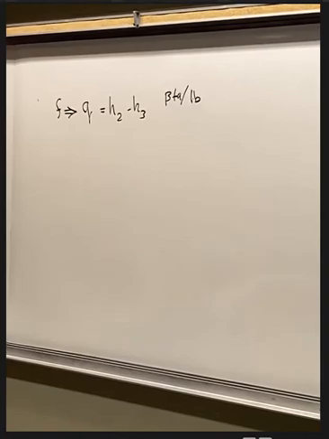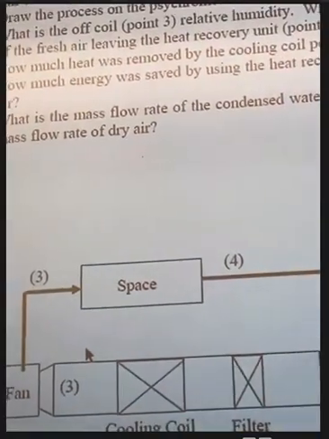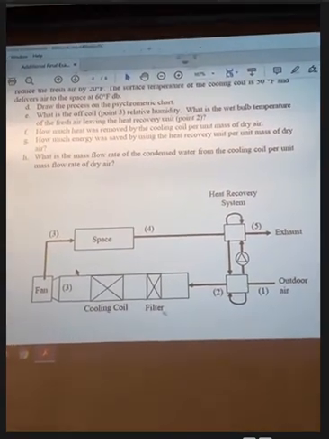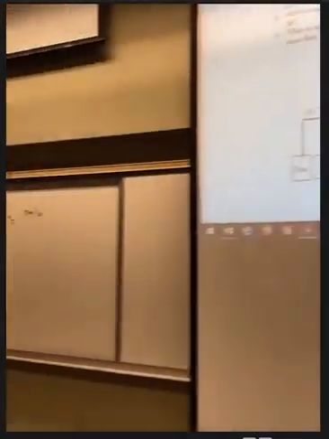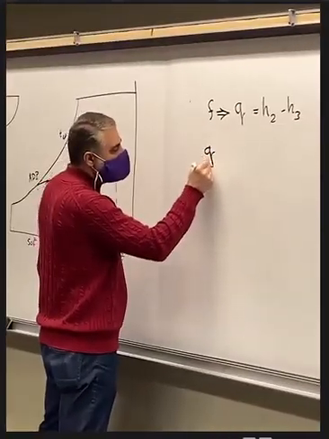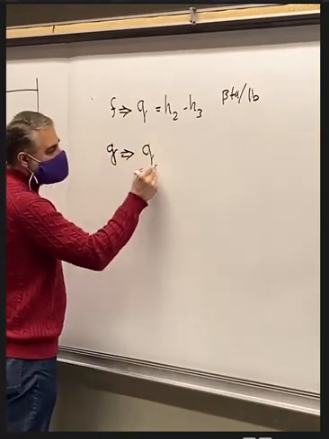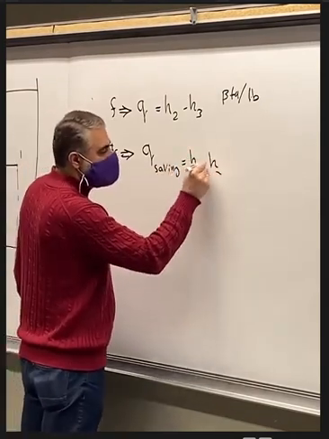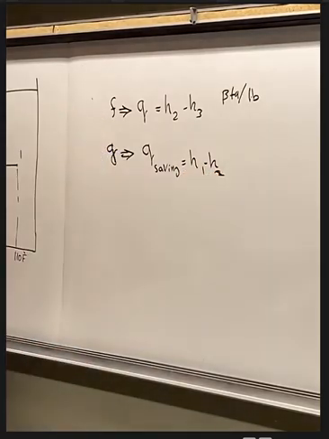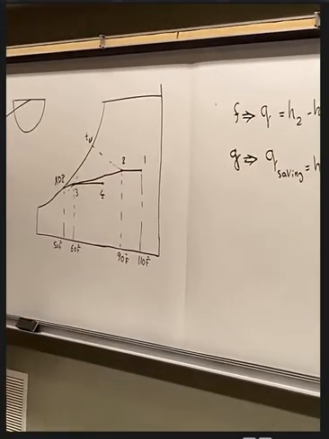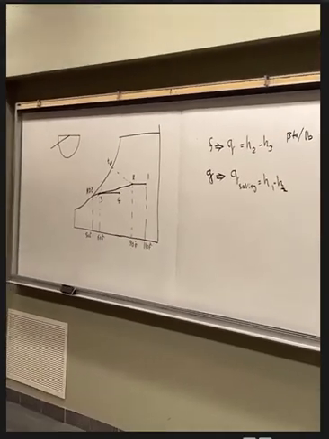So for number G, how much energy was saved by using the heat recovery unit per unit mass flow of air? So where we are saving energy is in this location here. So for G, Q saving equal to H1 minus H2. So we are saving energy by adding heat recovery, and by doing this, we are reducing the temperature from 110 to 90 Fahrenheit. So H1 minus H2 is the amount of energy saved by adding the heat recovery.